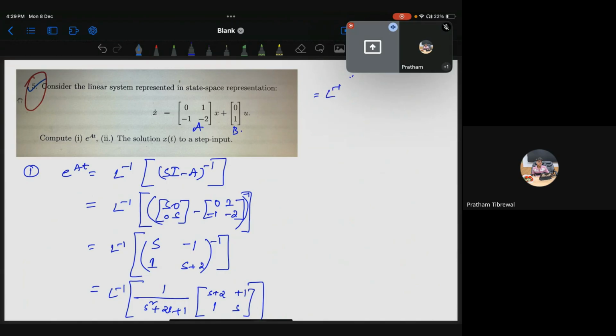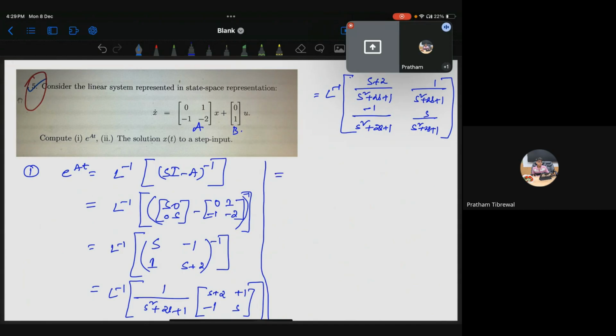So L inverse of: s plus 2 by s square plus 2s plus 1, 1 by s square plus 2s plus 1, and in the next row minus 1 by s square plus 2s plus 1, s by s square plus 2s plus 1. Oh, this should be minus, I guess. Is this clear? Any query?